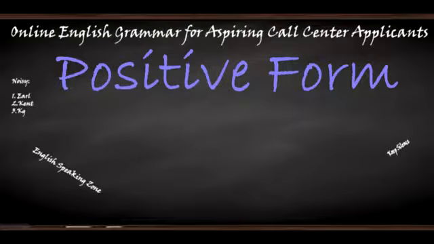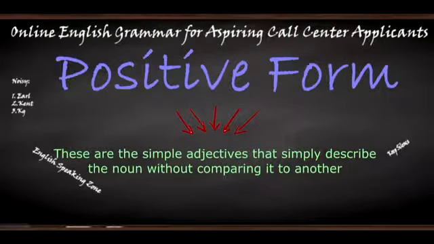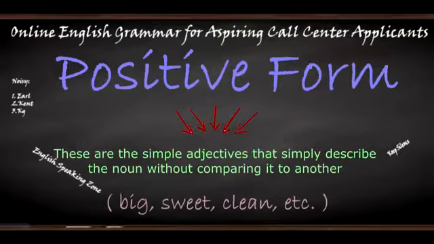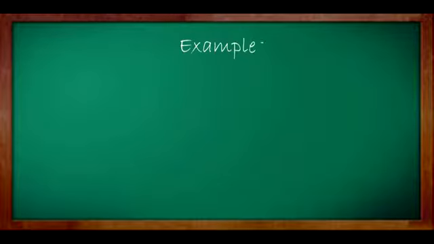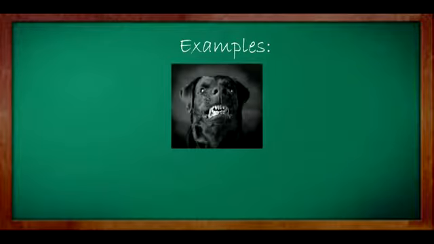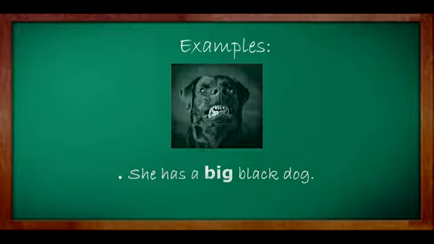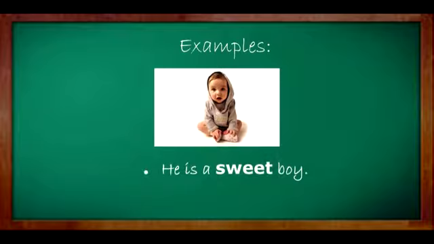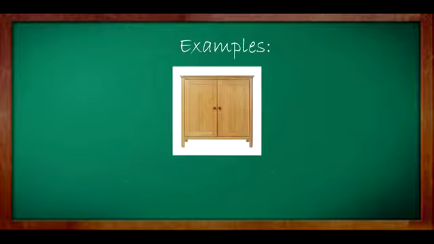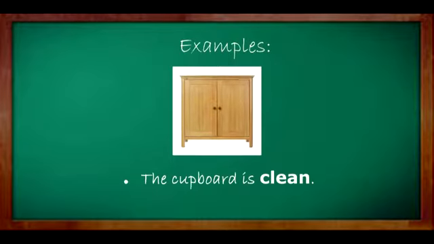Positive form. These are the simple adjectives that simply describe the noun without comparing it to another. Examples: She has a big black dog. He is a sweet boy. The cupboard is clean.